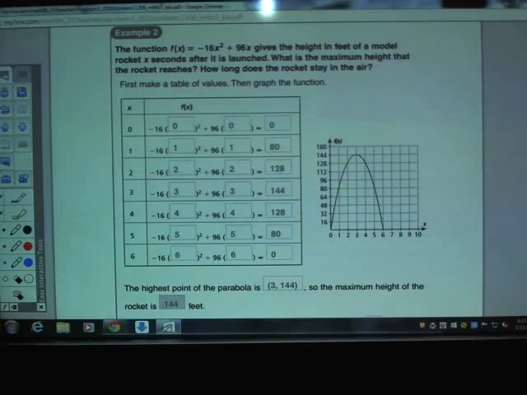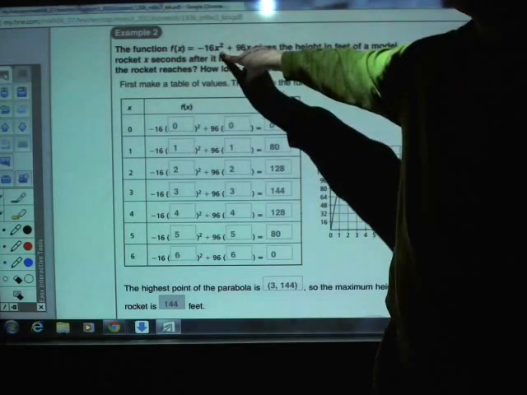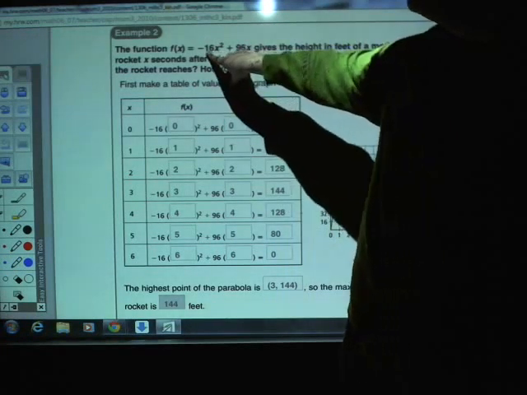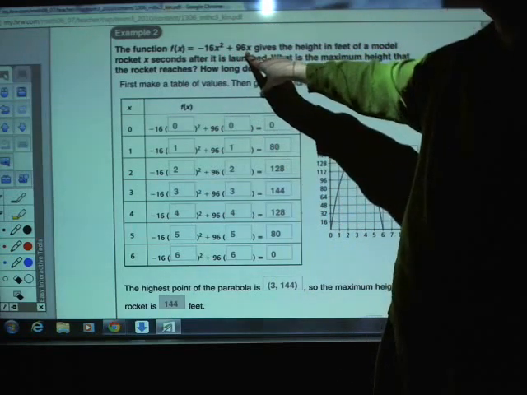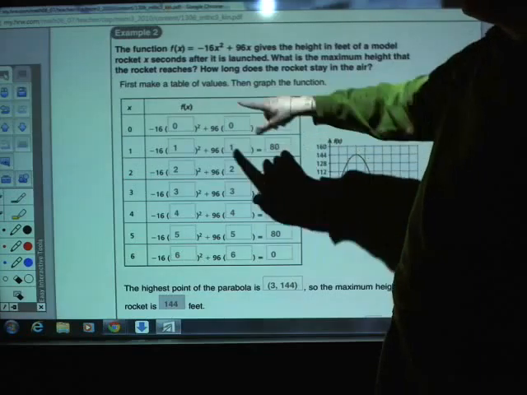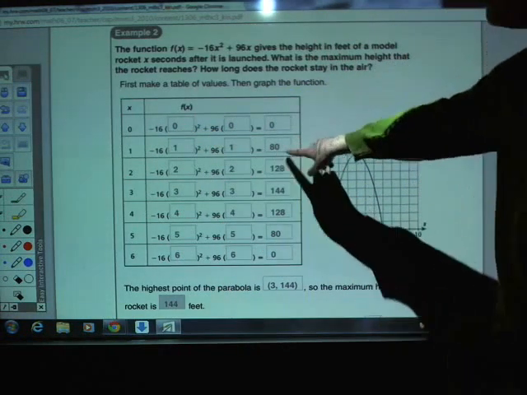Obviously, we want to do everything in between, because the question is also asking me for the maximum height, so I have to find the greatest value that spits out of the function here. So we start with 1. We'll change x into 1 and solve. So I've got 1 squared here. Again, I'm going to do order of operations first. 1 squared is 1, times negative 16 is negative 16, plus 96 times 1 is 80. So 1 second into the trip, the rocket is 80 feet in the air.